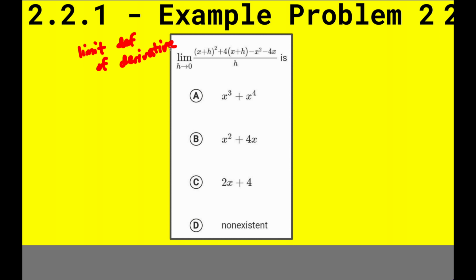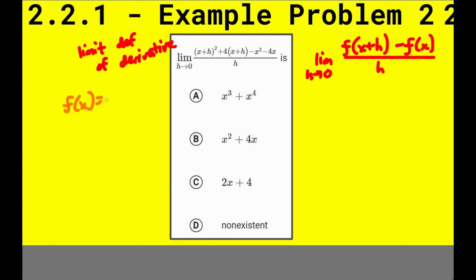Okay, so we need to figure out what is the actual function that's going on here. Well, if you remember, it's f of x plus h. So the limit definition was as h goes to 0, it's f of x plus h minus f of x, and it's all over h. So this is basically saying what's the derivative of some function, but we don't know what the function is. It's in there, it's just you have to kind of extrapolate that out. In fact, the function itself, f of x, is equal to x squared plus 4x.